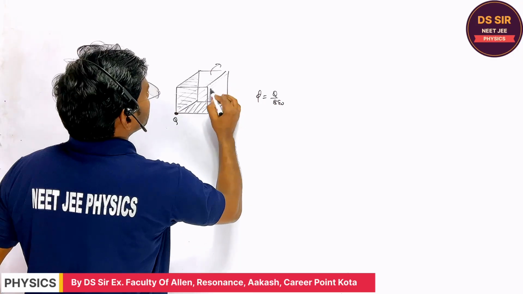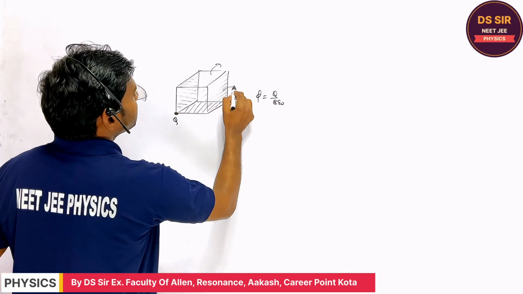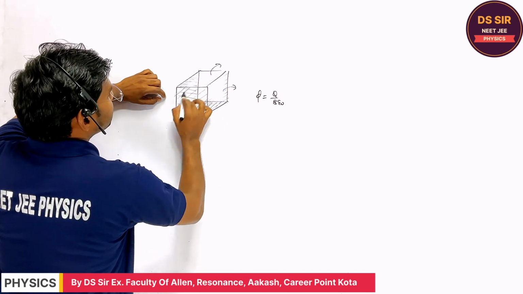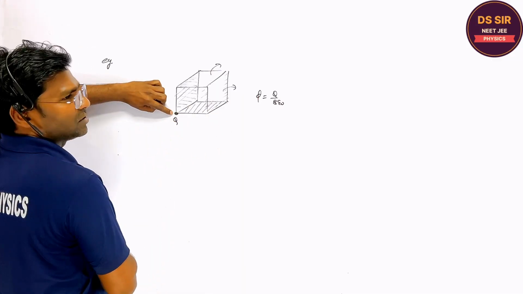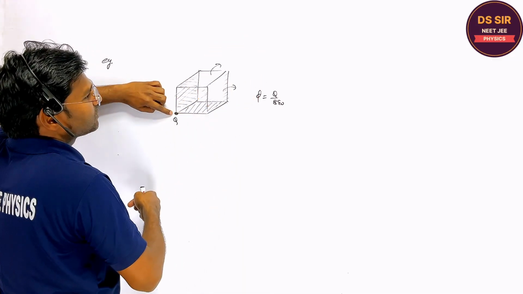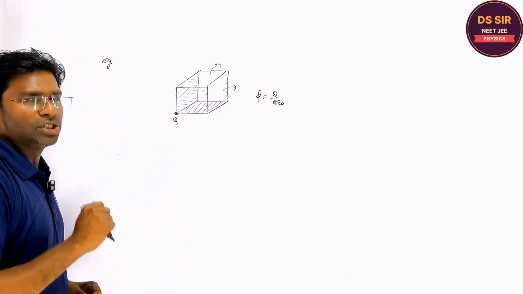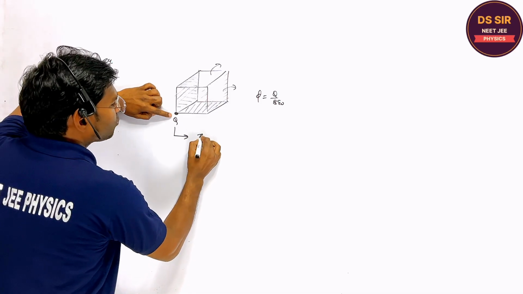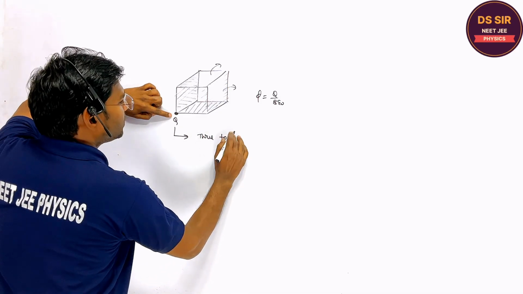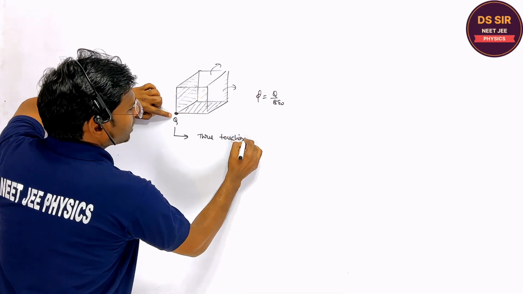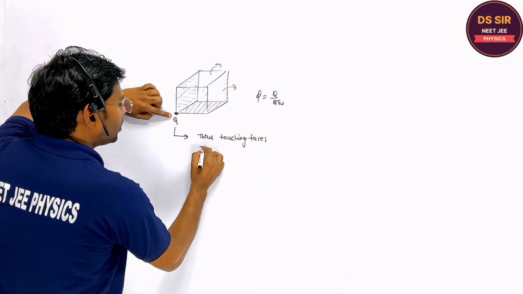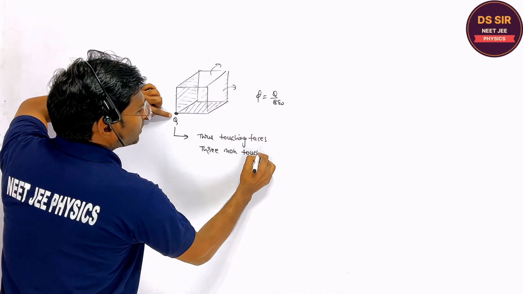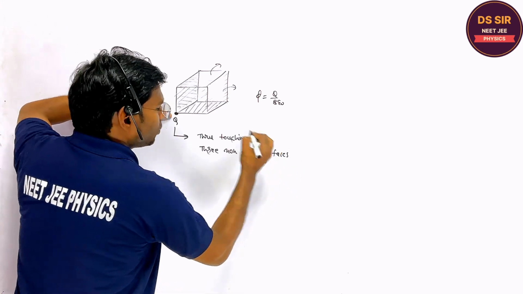In the same way, if you consider this is the one more face, this face is also not touching the charge, and this is the front face, right? This is the front face, it is touching the charge, but the backward face is also not touching this charge. So in this cube, for this charge q there are 3 touching faces and 3 non-touching faces. You understand or not?